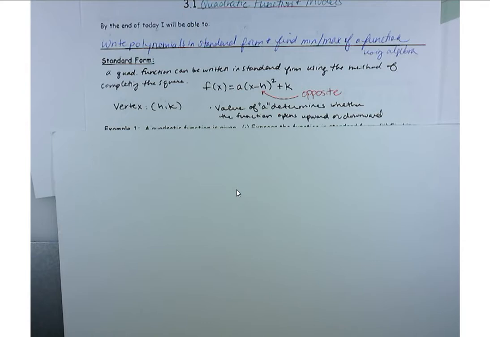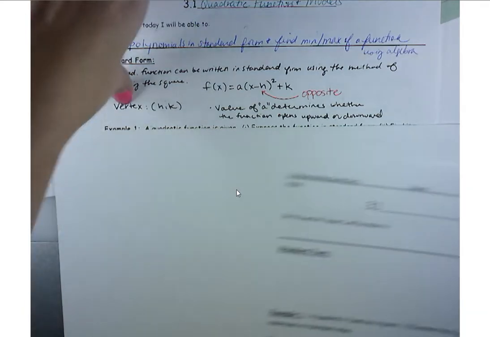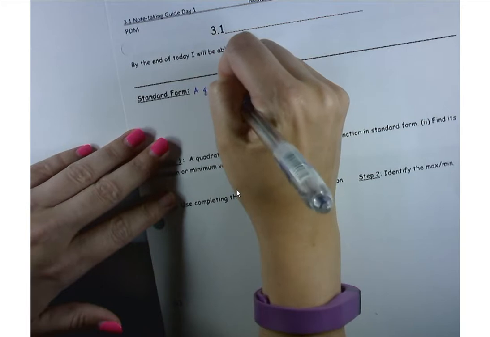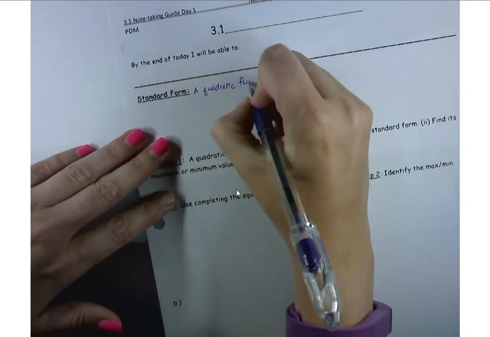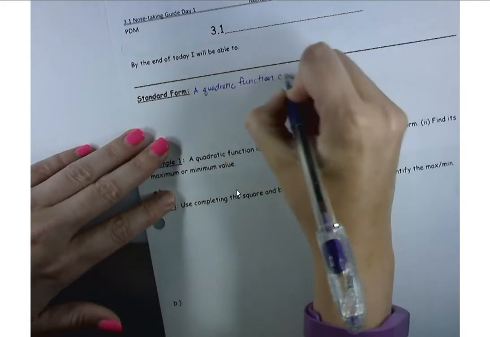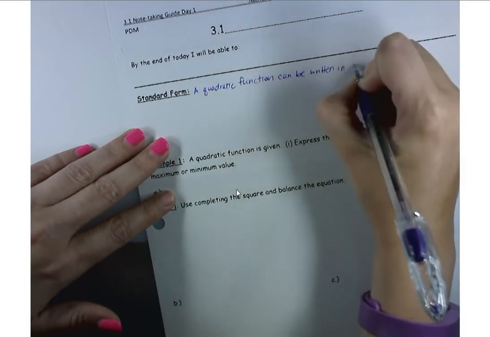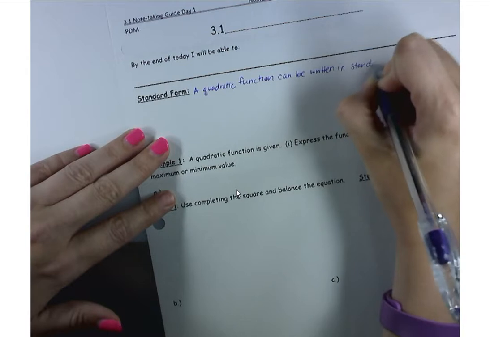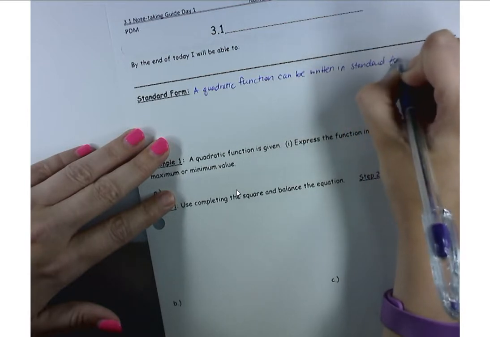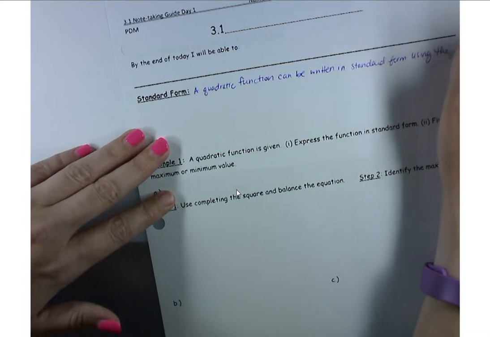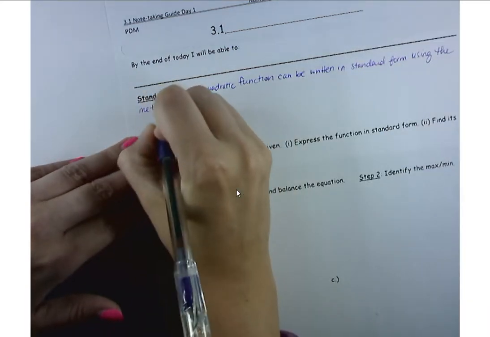Okay, so this textbook is a little bit different. I'm going to write this out with you. So standard form, a quadratic function can be written in standard form using the method of completing the square, which we've already talked about this year.